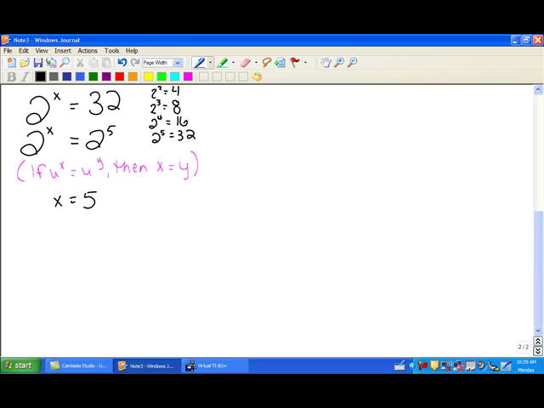Let's look at a problem similar to that. If we have 4 to the 3x minus 5 power set equal to 16, we want to try to make the bases the same. The left side has the base of 4. Can we make the right side have the base of 4? Yes, we can, because we know that 16 is really 4 to the second power. By using that property, if u to the x equals u to the y, then x equals y, that's going to tell us that 3x minus 5 has to equal 2.